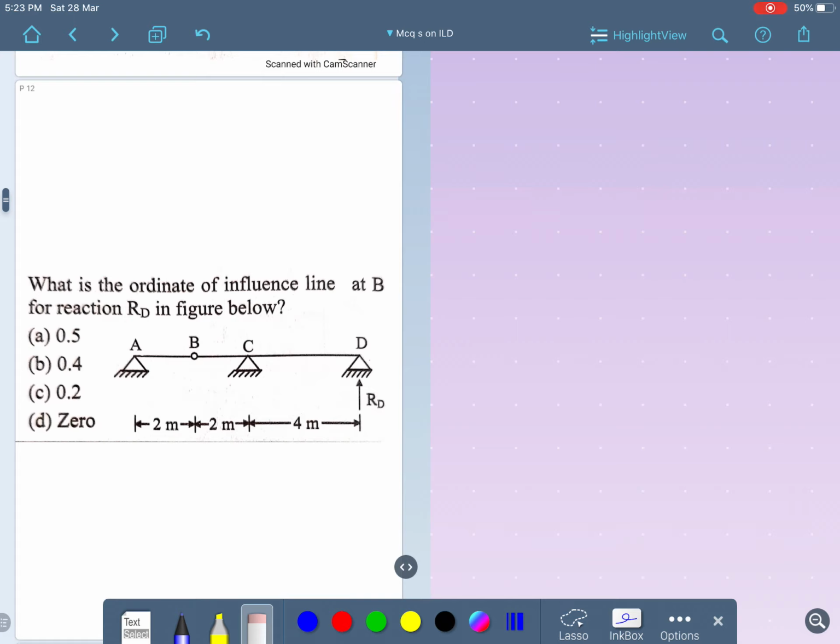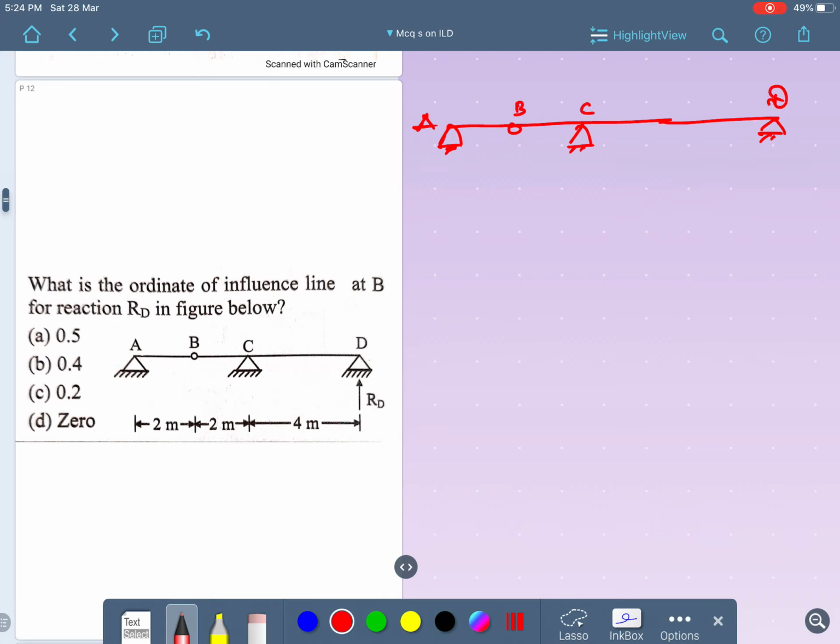What is the ordinate of influence line at B for the reaction at D shown in the given figure? I am going to write it here. And this is the point C where the internal hinge is present. Let me take this as A, B, C, D. Is it fine? So let me make use of this unit itself.